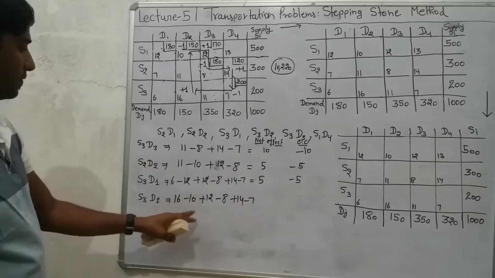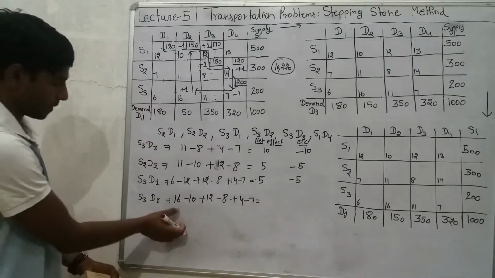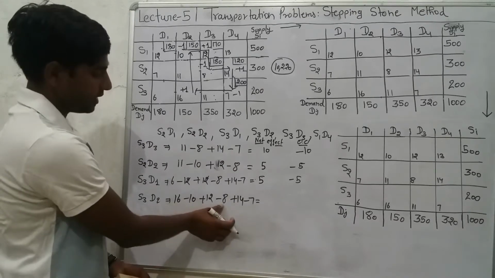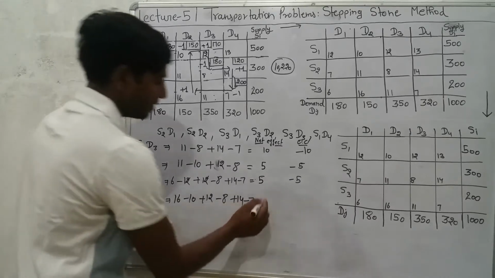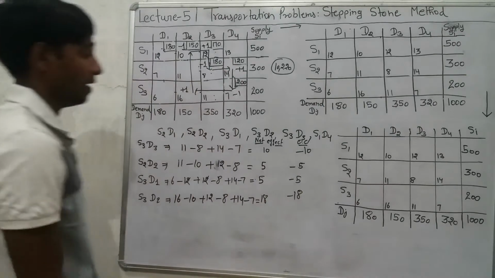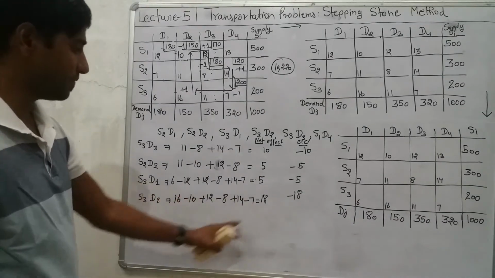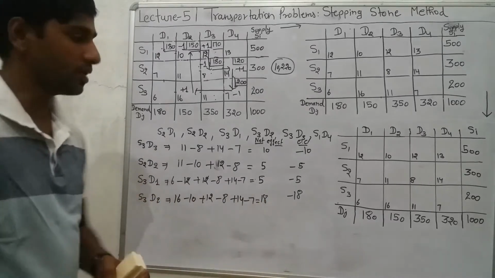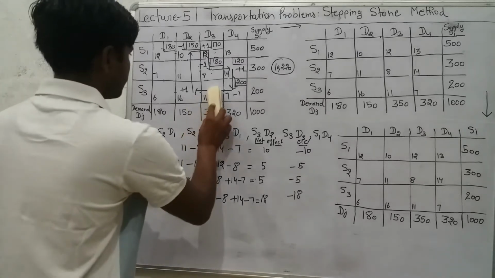1, 2, 3, 4, 5, 6. So what would be the net impact? 16 minus 10, 6, plus 12, 18, minus 8, 10, plus 14, 24, minus 7, 18. So -18. So in any case we are not going to adopt this route because it is going to exert the maximum negative impact on the total cost. So let's go for the next unoccupied cell.